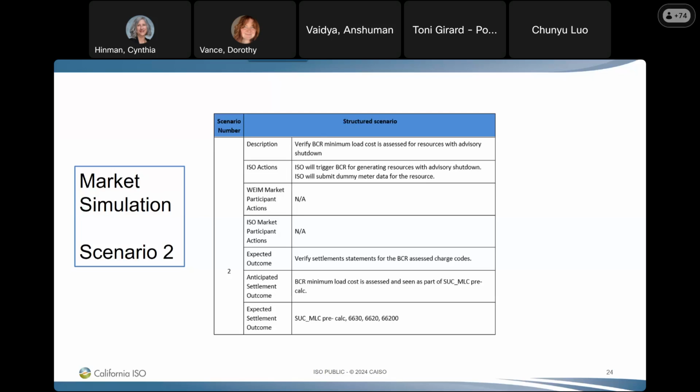Definitely. All right, we welcome any suggestions you have on this scenario. And if you have any additional scenarios that you would like to test for this functionality, please let us know. We are more than welcome to add more scenarios, which drives the success of this market simulation for market participants.